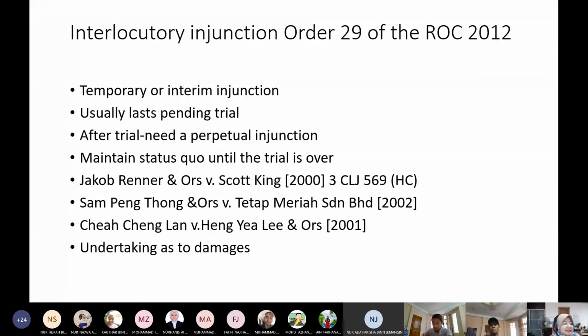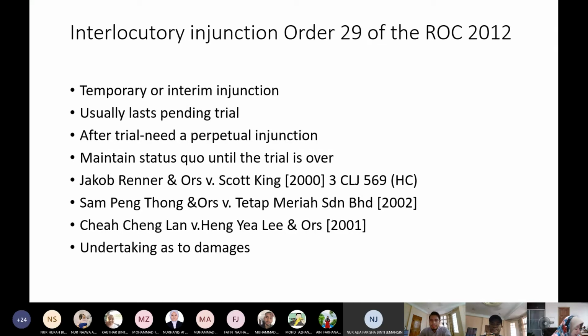In the case of Chia Cheng Lan and Hia Yi Li, Lamin Muhammad Yunus PCA held, in conjunction with Order 29, Rule 1 sub 2B and 2A, that the lifespan of the ex parte injunction lasts for 21 days. It cannot be extended beyond that. Order 92 Rule 4 cannot be invoked to extend the ex parte injunction. So you cannot extend the ex parte injunction.